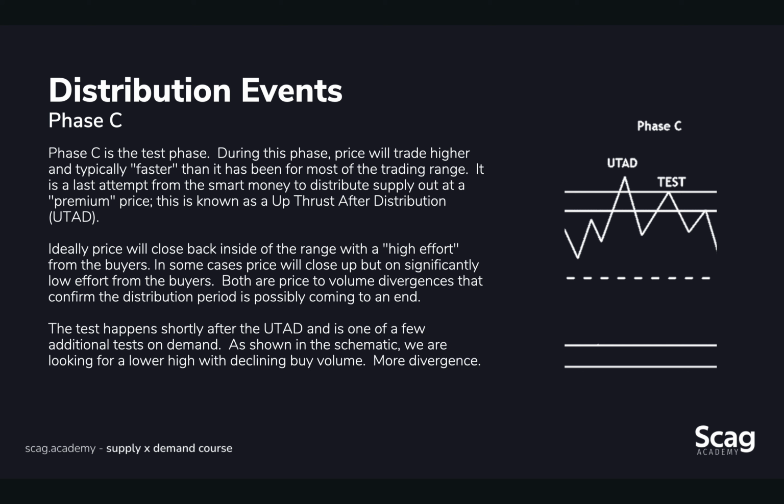And again, ideally, price will close back inside of the range, and then we'll get that test. The UTAD, again, is just a different way to signify a spring. It's just a rewording from the accumulation. And then that test happens shortly after the UTAD, and again is on diminishing buying volume. So as shown in the schematic, we are looking for a lower high with diminishing buy volume, just more divergence.